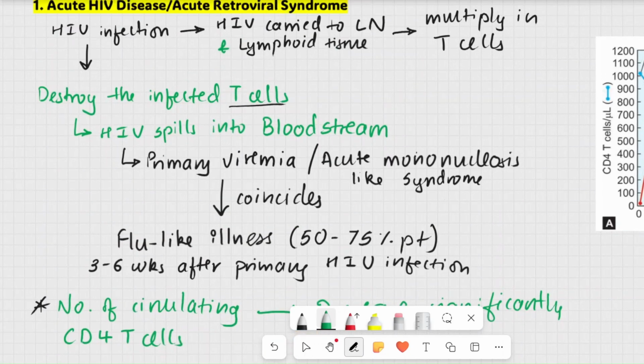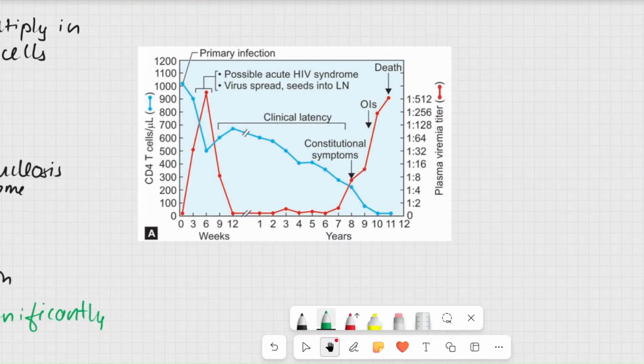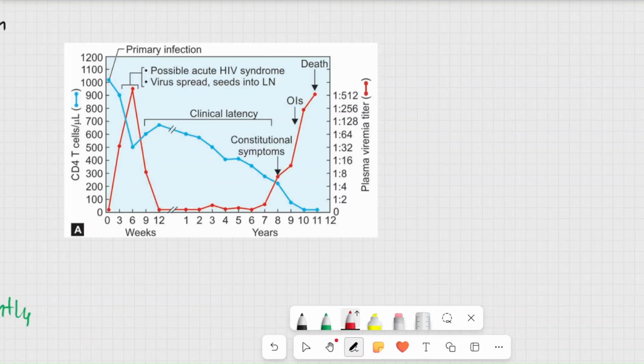Now let us have a look at the graph that is explaining the first stage. Okay, so now let me orient you to the graph over here showing the same first stage. First of all, if you are seeing it for the first time, let me orient you. On the left hand side we have the number of CD4 T cell count, which is represented by the blue line in the graph. Then on the right hand side we have the plasma viremia titer. In simple terms it indicates the amount of virus present in the plasma, guys.